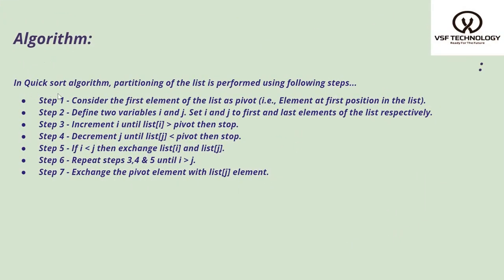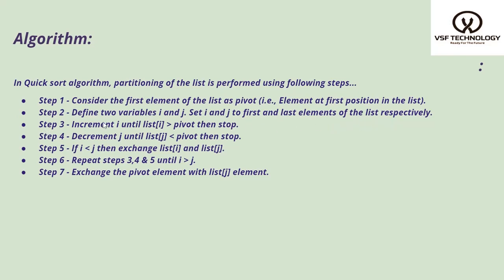Algorithm. In the quicksort algorithm, partitioning of the list is performed using the following steps. Step 1. Consider the first element of the list as the pivot, i.e. the element at the first position in the list. Step 2. Define two variables i and j. Set i and j to the first and last elements of the list respectively.